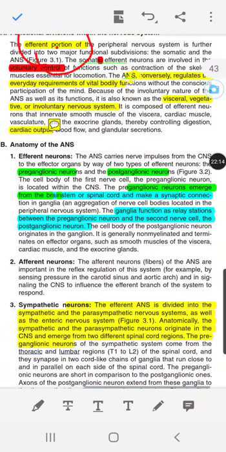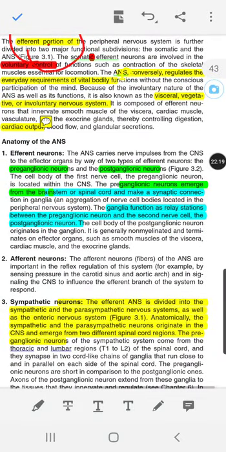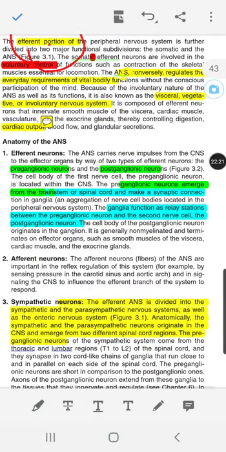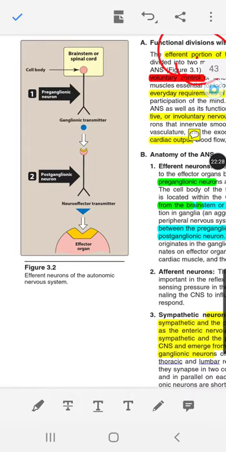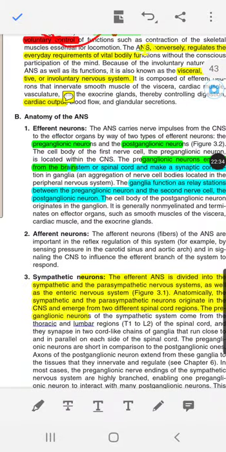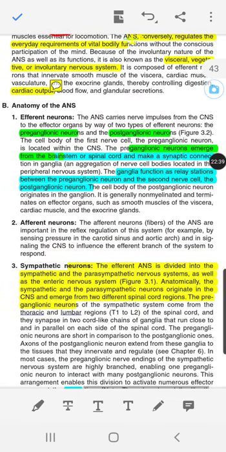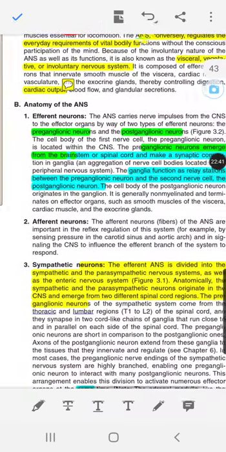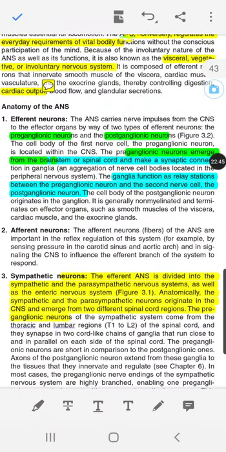Efferent neurons: the ANS carries nerve impulses from the CNS to the effector organs by way of two types of efferent neurons, the preganglionic neurons and the postganglionic neurons. You can see here in the flowchart, this is the efferent neurons, preganglionic and the postganglionic. The cell body of the first nerve cell, the preganglionic neuron, is located within the CNS.